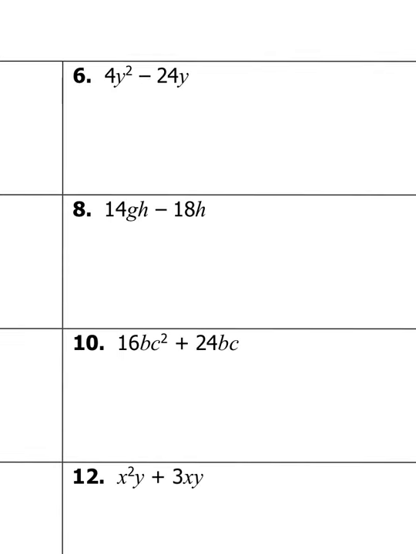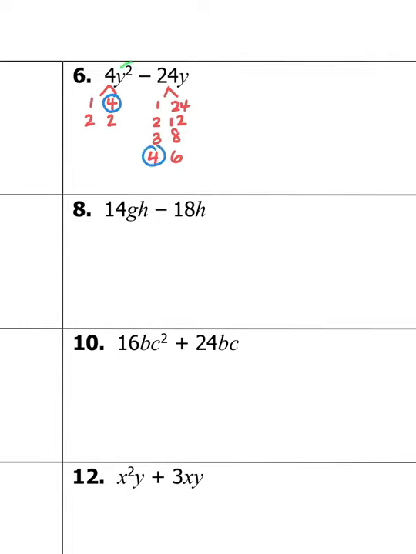All right, let's go ahead and do number 6 together. So we have 4y squared minus 24y. So we're going to think, what are 2 numbers that go into 4? So 1 times 4 or 2 times 2. We'll do the same thing with 24. So we could have 1 times 24, 2 times 12, 3 times 8 is 24, and 4 times 6 is 24. So we're looking for the greatest common factor between these two, and it's going to be 4.